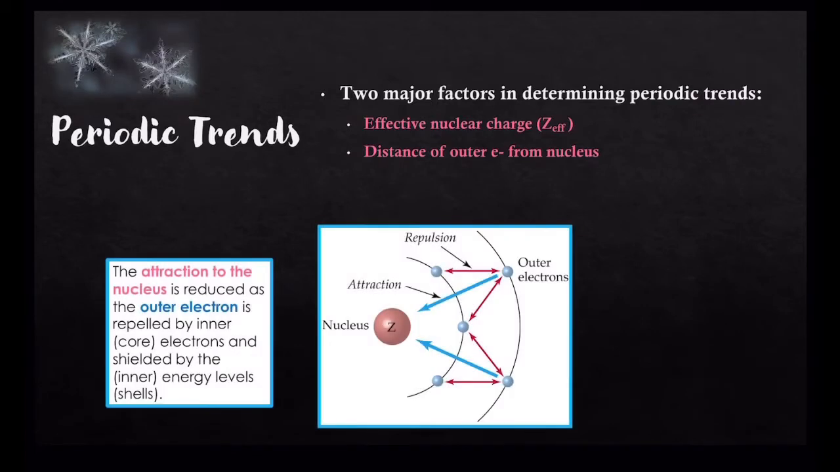There are two major factors in determining periodic trends. The first one we'll talk about is the effective nuclear charge. We use the symbol capital Z with an EFF in the subscript position to represent the effective nuclear charge.